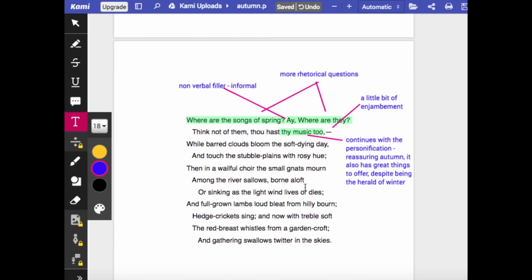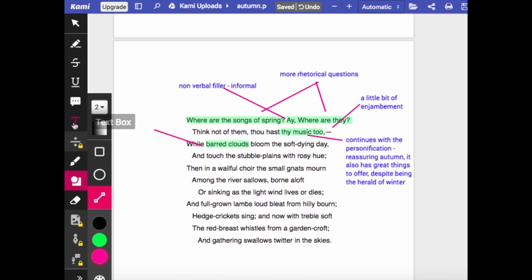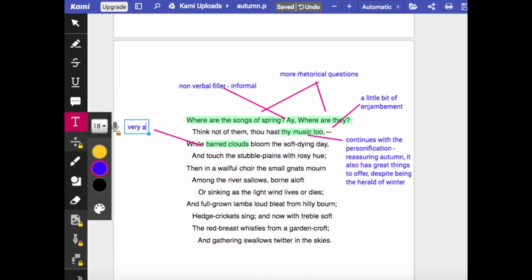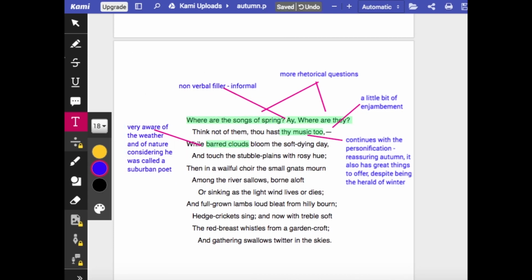You've got here a dash, a tiny bit of enjambment. It is a 10-syllable line, but he wants you to pause perhaps for a minute before you carry on and start thinking about the weather, while barred clouds, which is a reference to the type of cloud you might get in the autumn, bloom the soft dying day. So again, the compound adjective of soft dying, a little bit of alliteration on dying day.